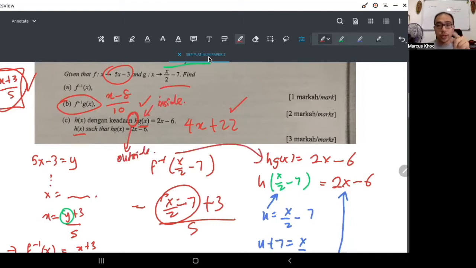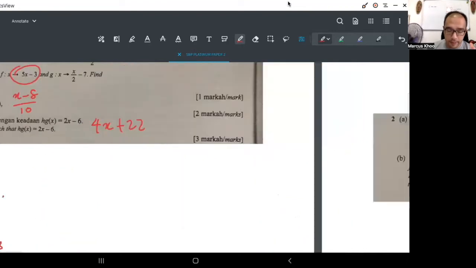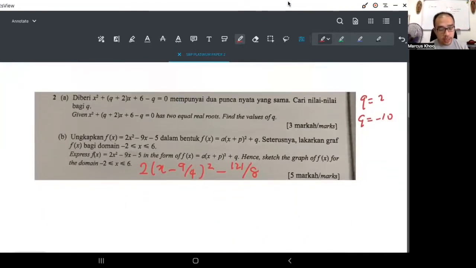You have to put U equals to yada yada yada, and then change it over so that you can get the answer. Okay, so don't forget that. All right, number 2, given that yada yada yada has 2 equal roots.